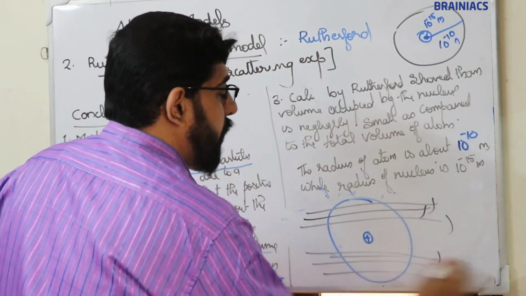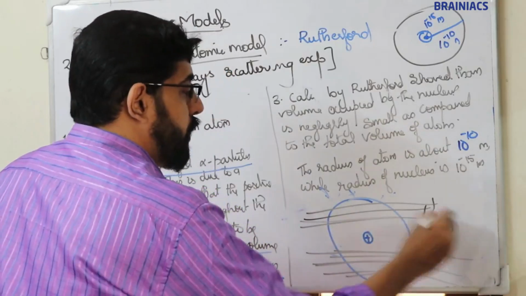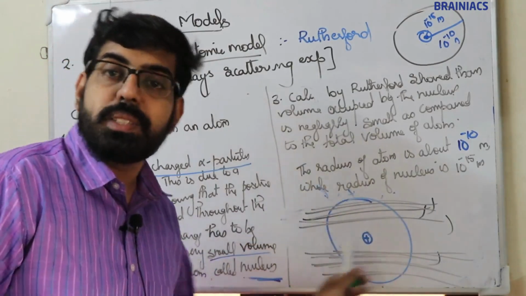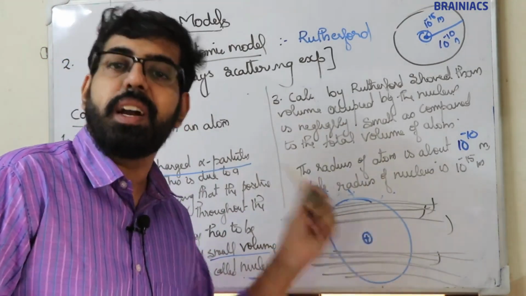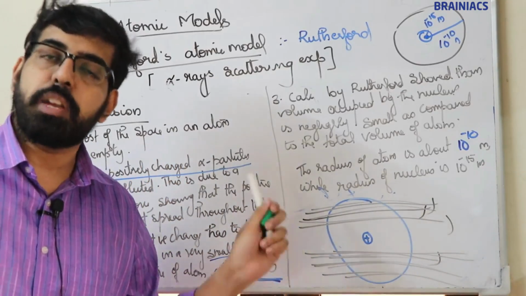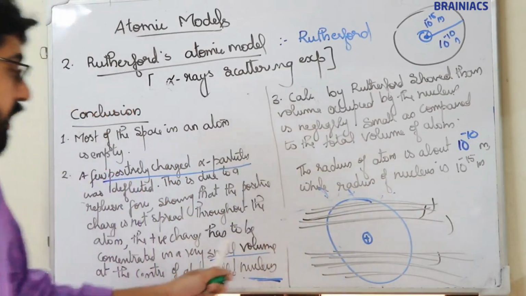So the alpha rays pass through the atom without any deflection. But if the size of the nucleus were large, then the majority would be deflected. Here the majority is passing through the gold foil without any deflection. That means the size of the nucleus is very small.